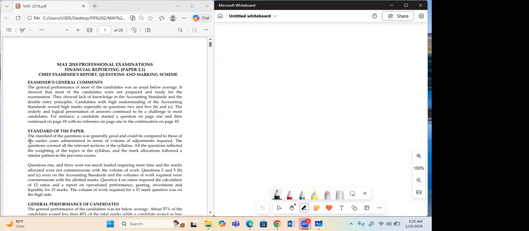They are all important. It says, for instance, a candidate started a question on page 1 and then continued on page 18 with no reference on page 1 to the continuation on page 18. Can you understand what the examiner is saying? You started on a page, maybe out of pressure, left it and continued another question. Later, when you went to continue, you didn't reference it. Once you have worked on page 1, if you don't continue on page 2 and later you continue on page 6, under page 1 you write continuation at page 6. Are you getting it?